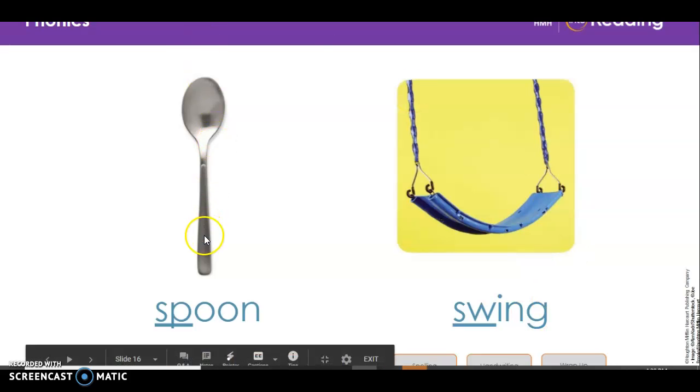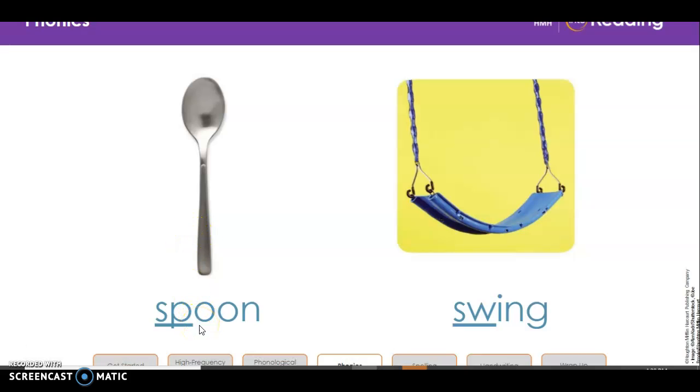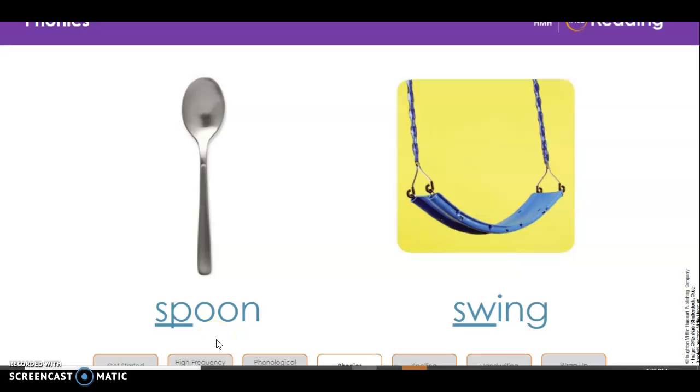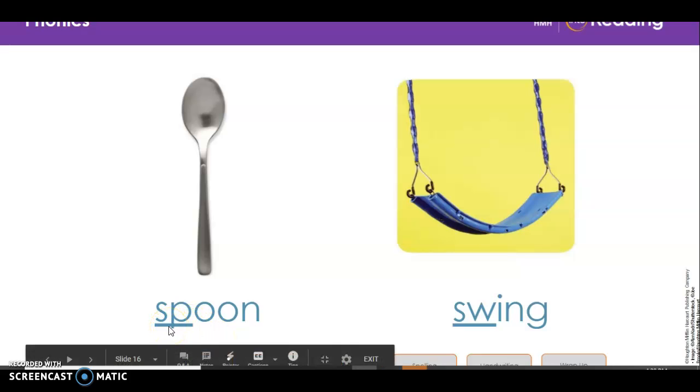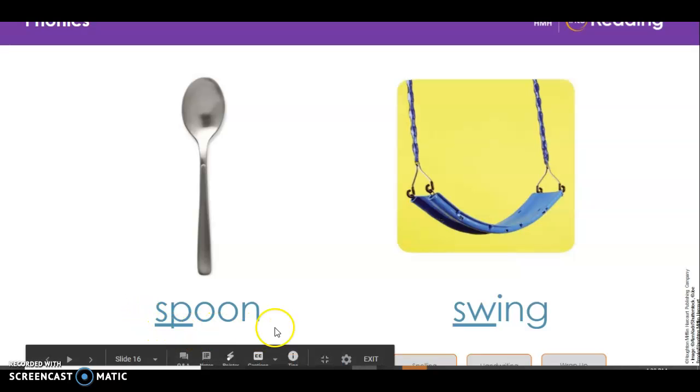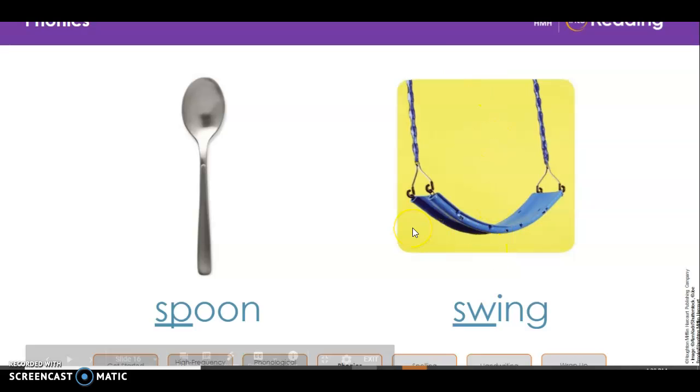The picture on the left is a spoon. Look at the word below the picture of the spoon. This is the word spoon. Look at the letters that are underlined. I see two consonants, S and P. S and P form a consonant blend. Listen. Spoon, sp. Say the picture name and S blend with me. Spoon, sp.